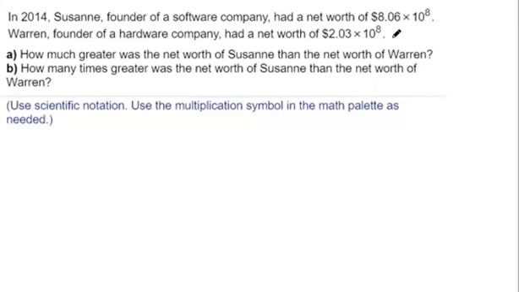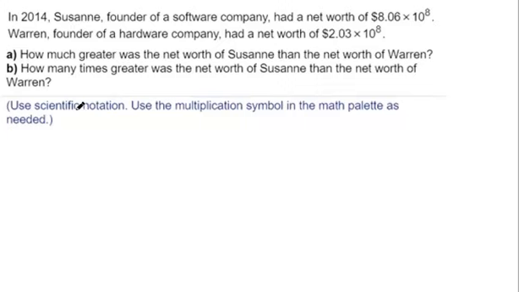Suzanne had a net worth of 8.06 times 10 to the eighth. Warren had a net worth of 2.03 times 10 to the eighth. So how much greater was the net worth of Suzanne than the net worth of Warren? So we're supposed to find out the difference between these two, right? To find out exactly how much greater it is.